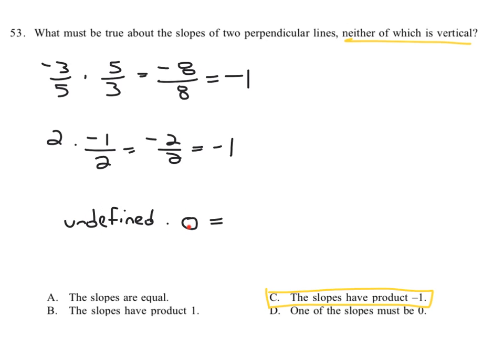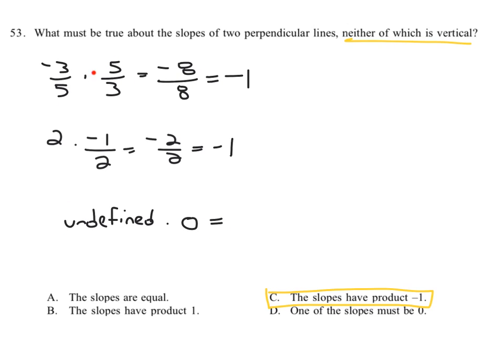Okay, so because these have weird special slopes, they're still just two perpendicular lines, but this one has a slope that you don't have a number for. Then this is 0, and of course anything times 0, if it was a number, would be equal to 0. Even though these two are perpendicular, they don't follow this rule. So that's why they had to mention neither one is vertical, because it doesn't work in this case.